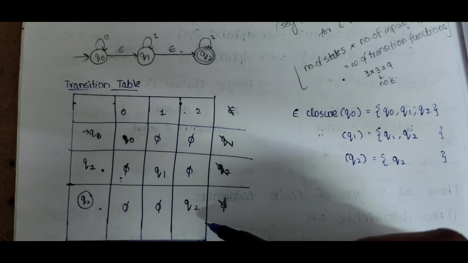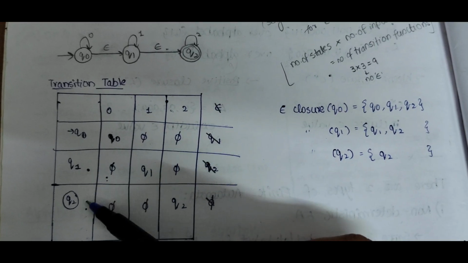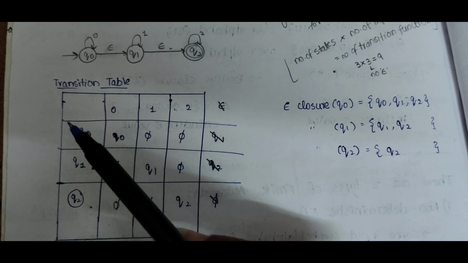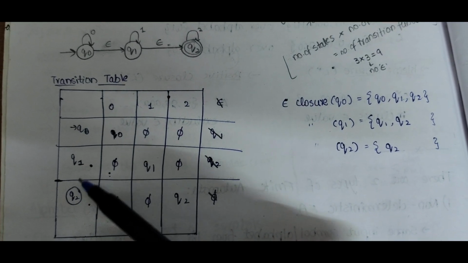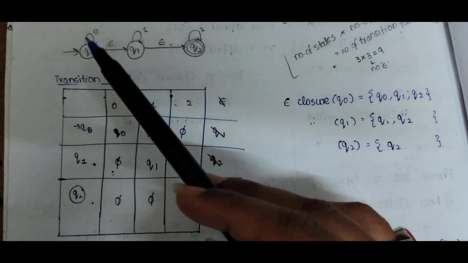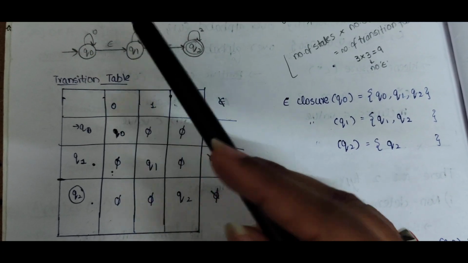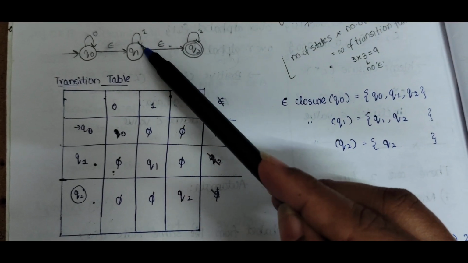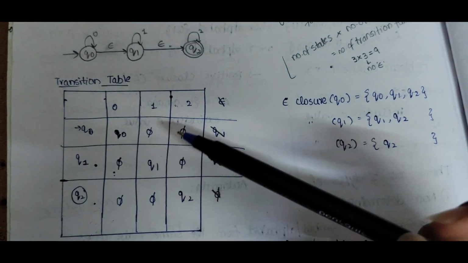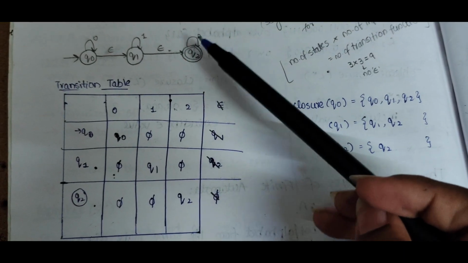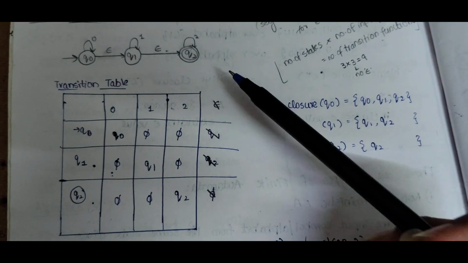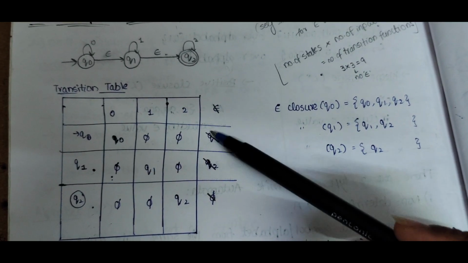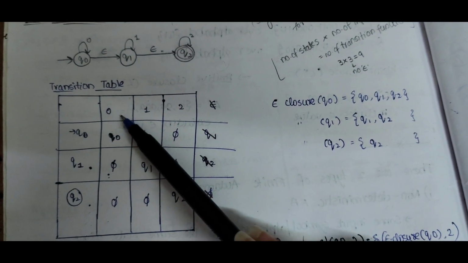So first we will be drawing the transition table for this. Q0, Q1 and Q2, and 0, 1 and 2. We already discussed that for the initial state we keep an arrow, and for the final state we keep a circle. Q0 on 0 gives Q0, Q0 on 1 gives nothing, so phi, Q0 on 2 gives nothing, so phi. Q1 on 1 gives Q1, it doesn't have 0 or 2, so phi and phi. Q2 on 2 gives Q2, and on 0 and 1 nothing, so phi and phi. So we won't be writing an epsilon transition, we only consider 0, 1 and 2.